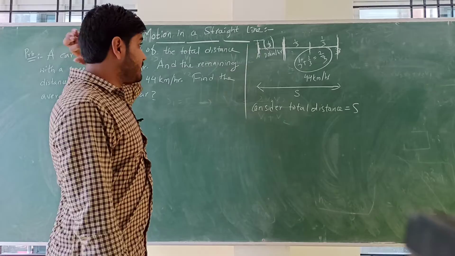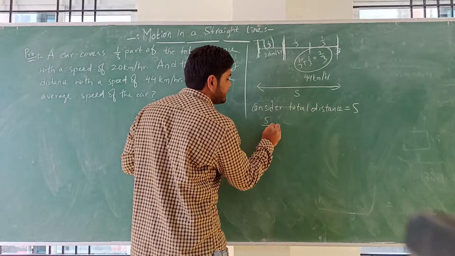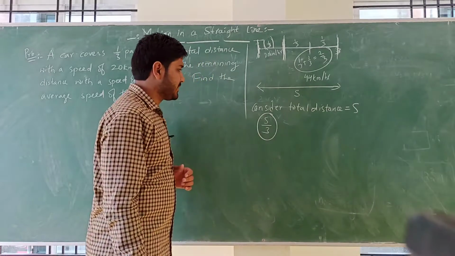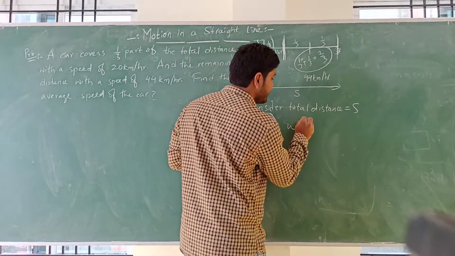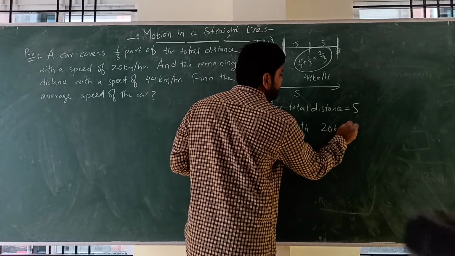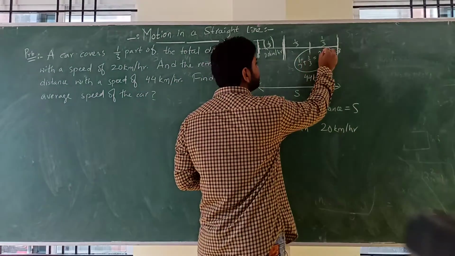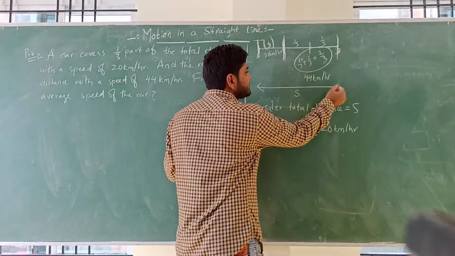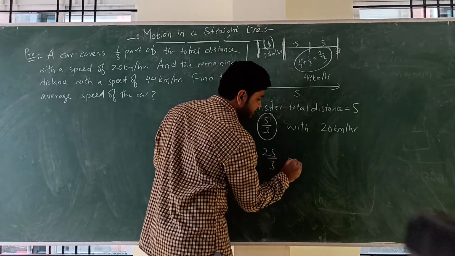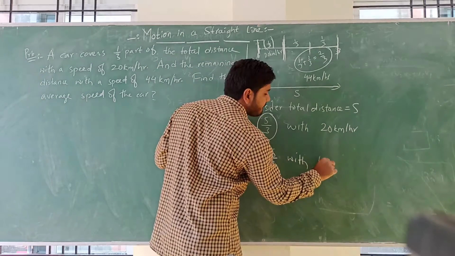Now the first part is definitely S by 3. So from here to here it is S by 3 distance, with a speed of 20 km/h. Again the remaining part, 2 by 3, is remaining. So total distance is S, so 2 by 3 means 2S by 3 remaining, with a speed of 44 km/h.